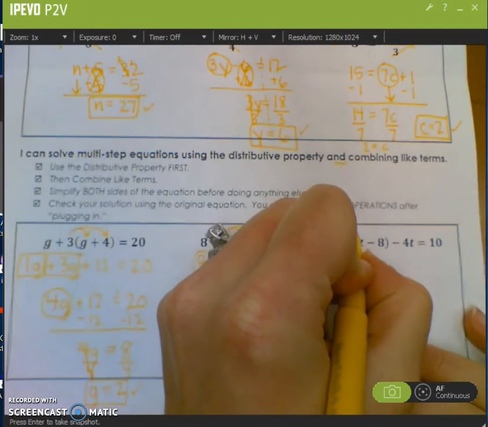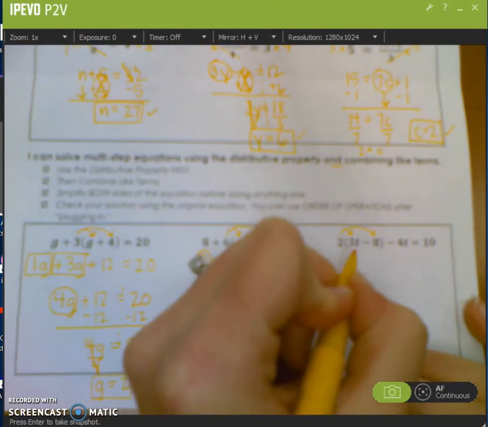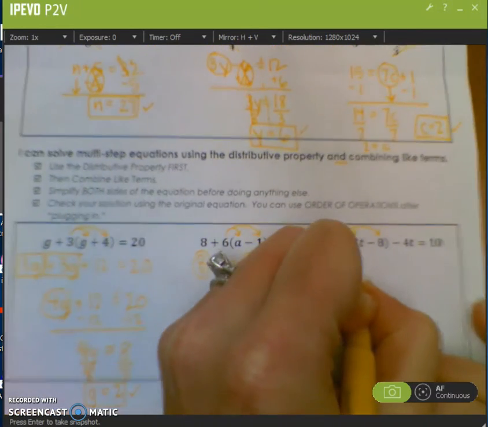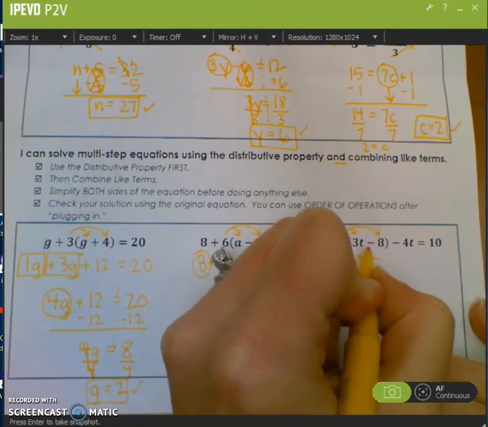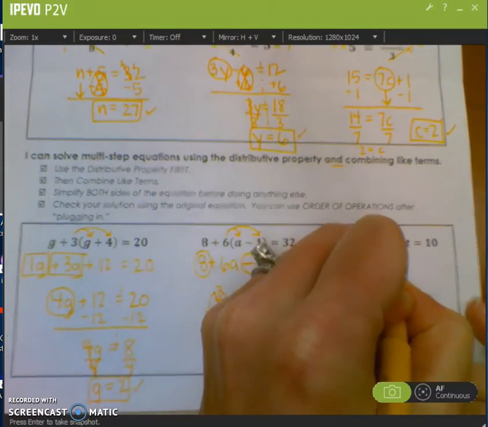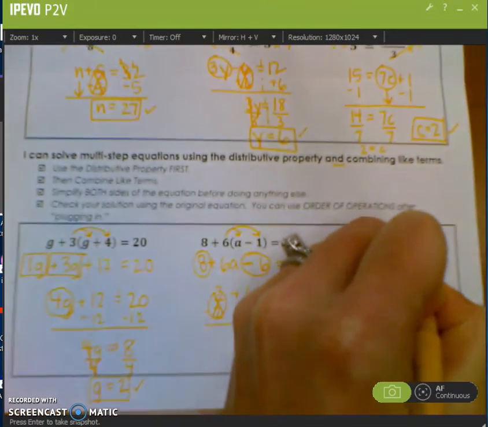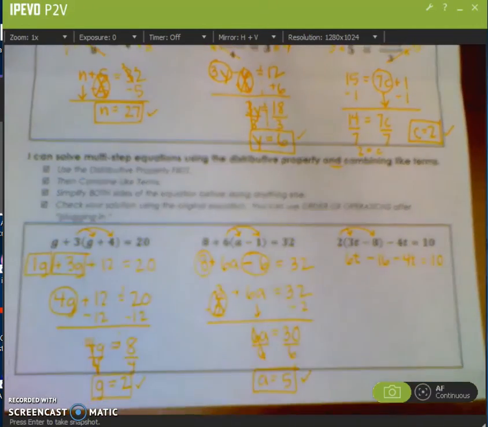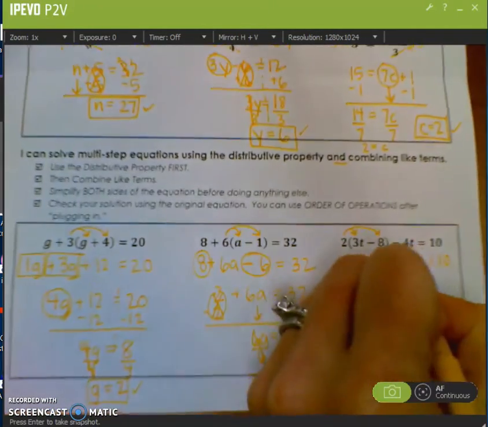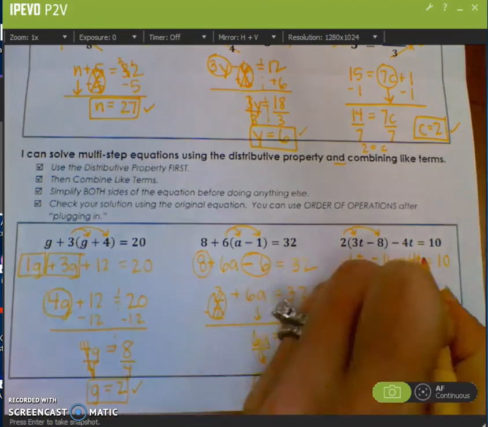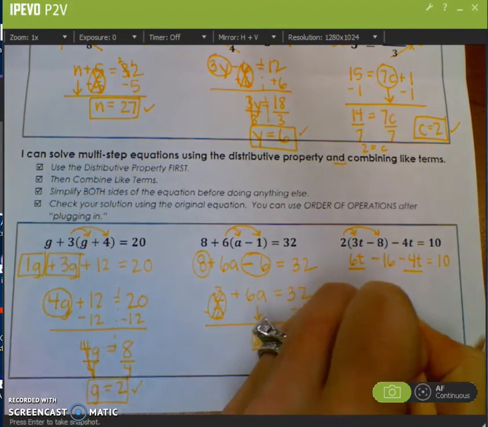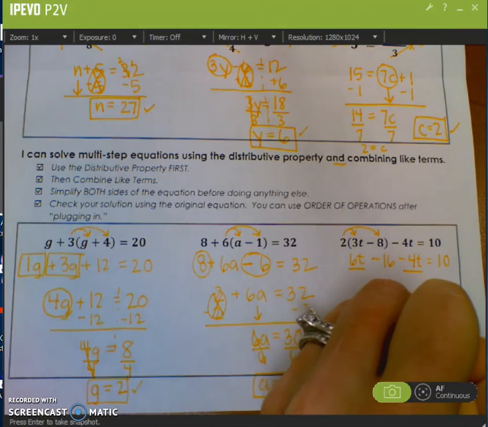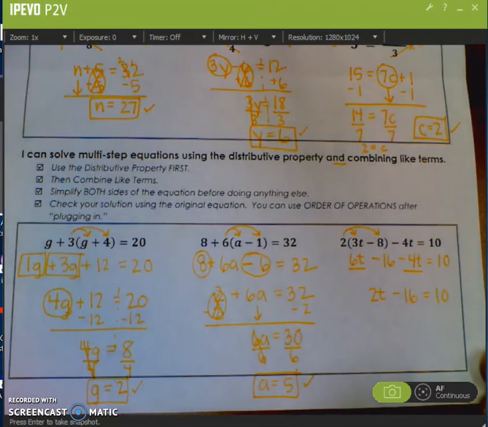I'm going to use distributive property first, so I'm going to distribute my 2. 2 times 3t is 6t. Bring down my minus sign. 2 times 8 is 16. Minus 4t equals 10. Now I'm looking for like terms. I've got 6t minus 4t. 6t minus 4t is 2t. I'm going to just keep minus 16 equals 10.